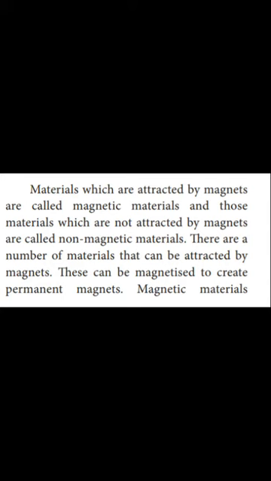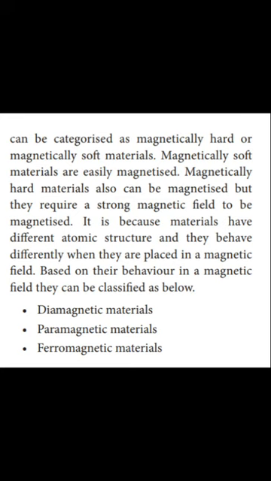There are a number of magnetic materials that can be attracted by magnets. These magnetic materials can be magnetized to create permanent magnets. So, by magnetizing the magnetic materials, we can create permanent magnets. There are two types of magnetic materials. One is soft magnetic material and the other one is hard magnetic material.